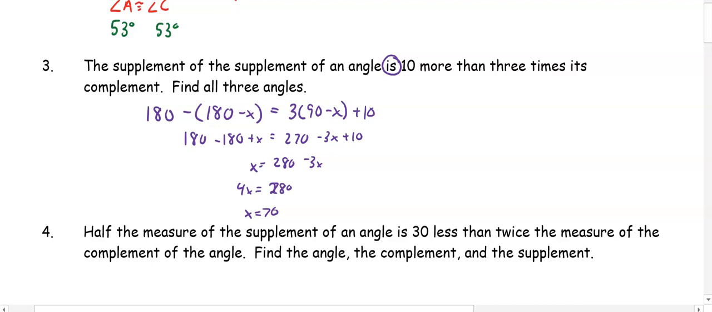So if our angle is 70 degrees, our complement is going to be 90 minus 70, so it's going to be 20 degrees. And our supplement is going to be 180 minus 70, which is 110 degrees.